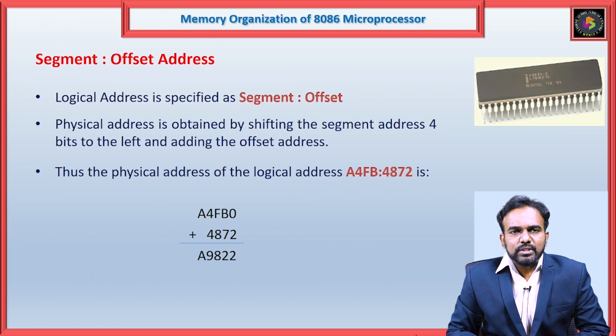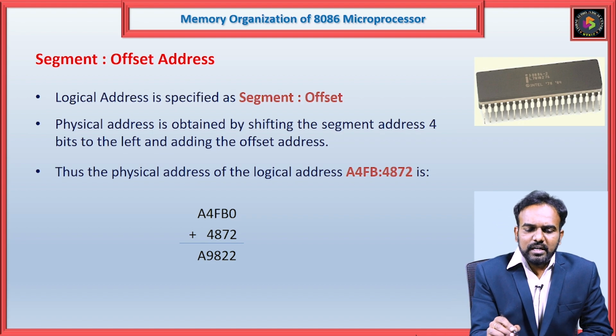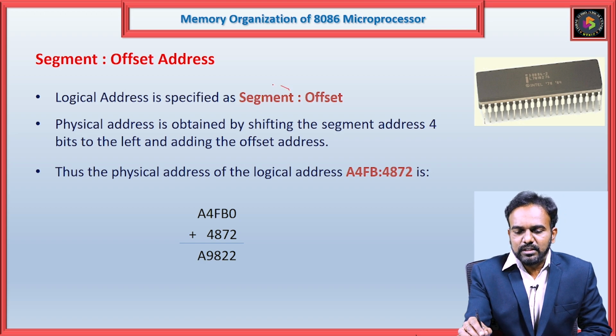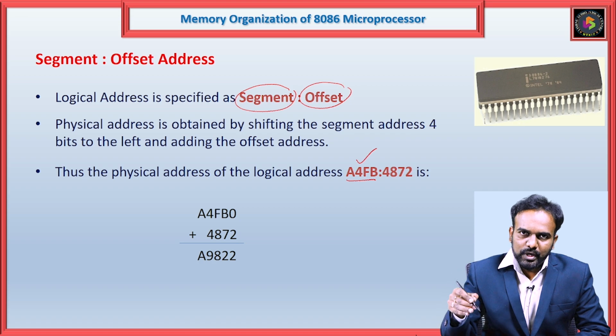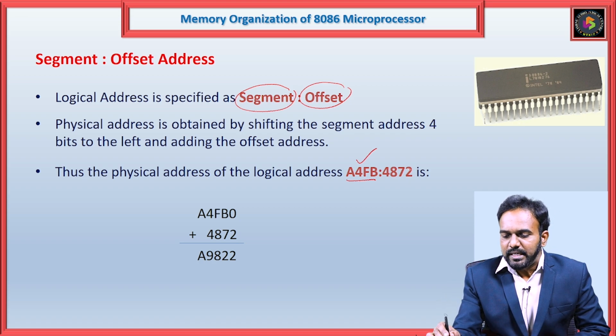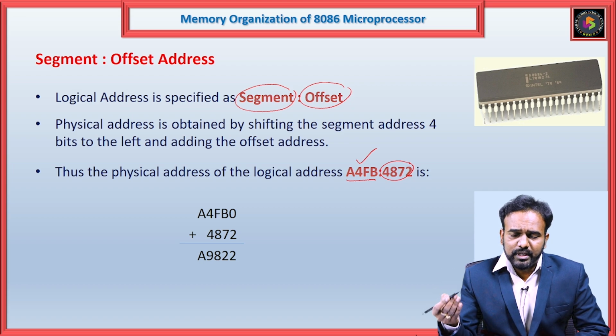This slide shows how to calculate a physical address for a particular segment address. Here, the logical address is specified with the 16-bit segment address and the 16-bit offset address. This value A4FB shows the segment address. Usually we store this base address, which we can call the segment address or base address, in the segment register. And this 4872 we call the offset address. Usually we store this particular offset address in the offset register.